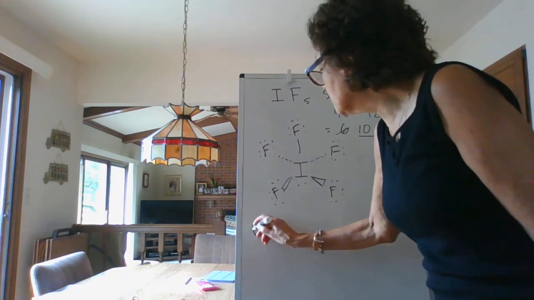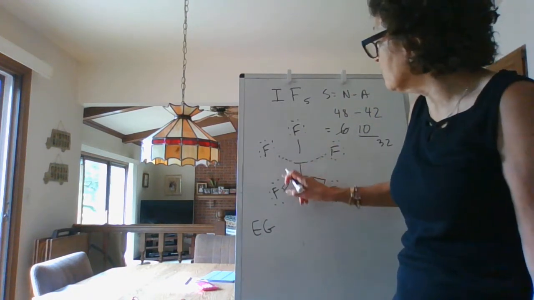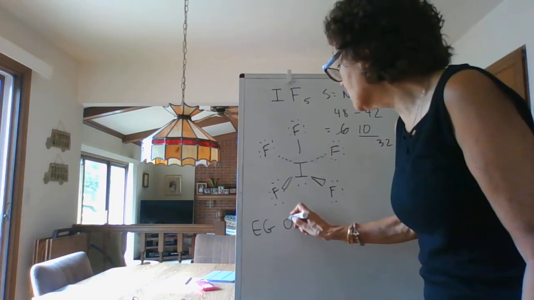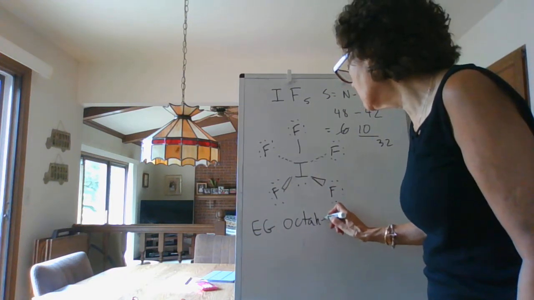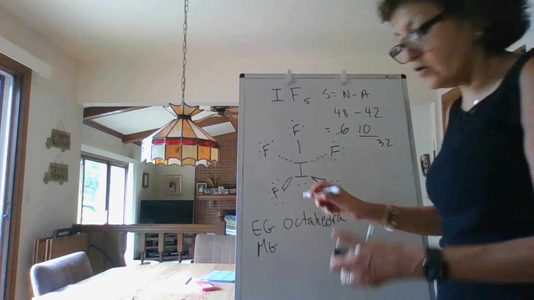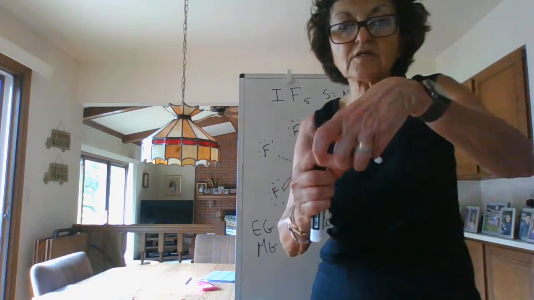So, electron geometry. We know that since we have 1, 2, 3, 4, 5, 6 areas, because you've got to count the lone pair, 6 areas, it's going to be octahedral. Okay, but what would the molecular geometry be? We know that the molecular geometry has to be different because we have this lone pair. So let's take a look at it.